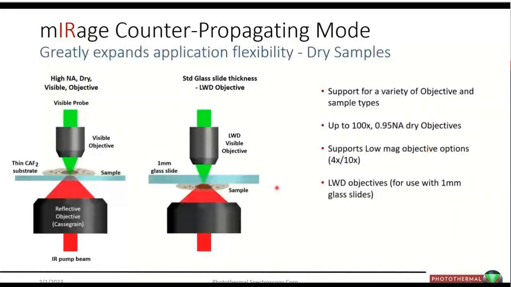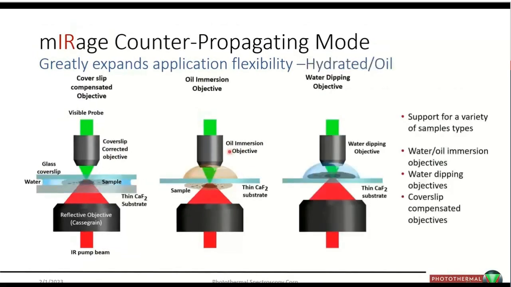Some possible configurations of this: if you're working with, say, dry samples, you can have a thin calcium fluoride, excite that from underneath, and then capture with a high power visible objective. You could flip it upside down and even work off thick glass slides, ideal for tissue samples, and then you can image through a thick glass slide with, say, a low mag, low NA objective.